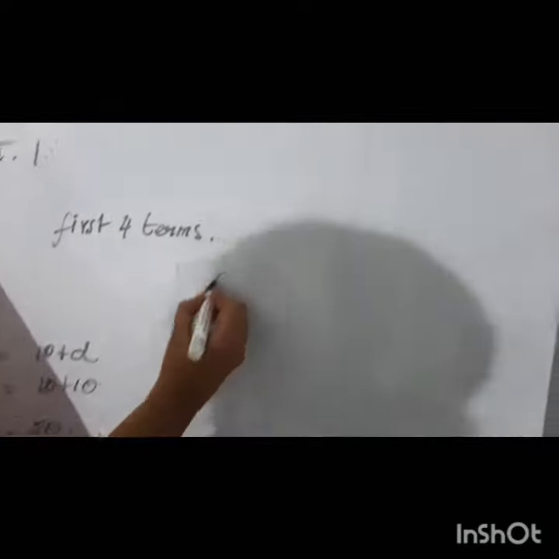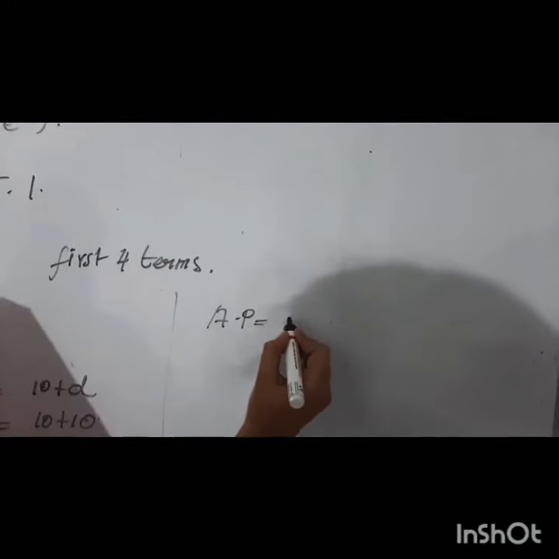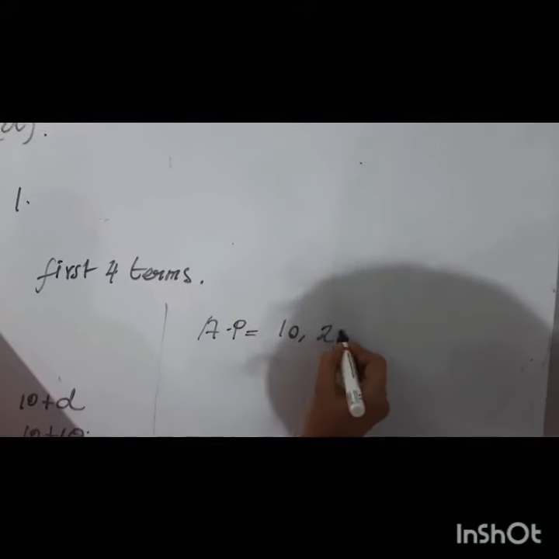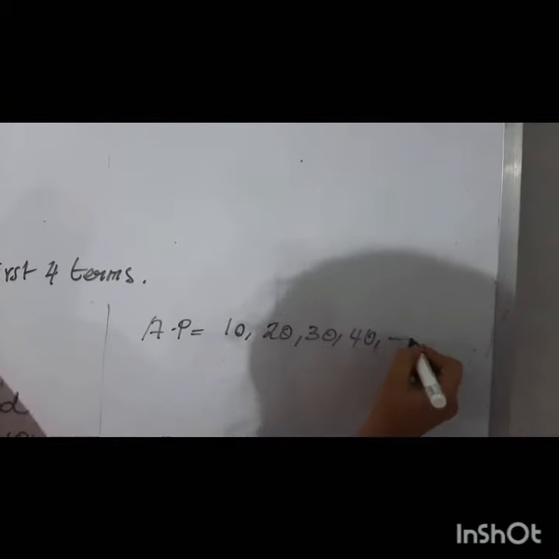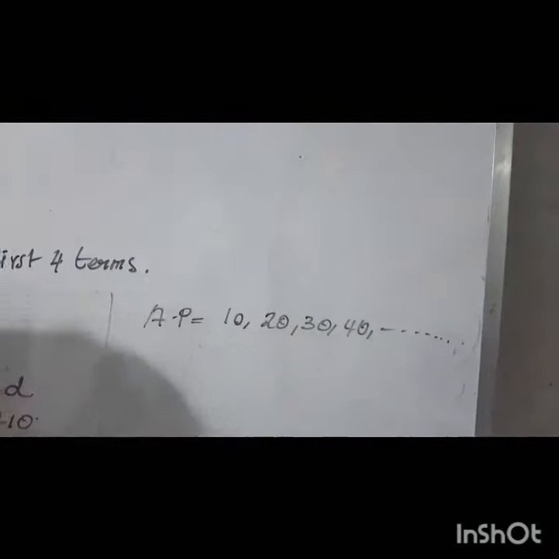What is the AP you got here? The AP you got here is 10, 20, 30, 40, etc. Subdivision 2 and subdivision 3 is homework. Now let us do subdivision 4.